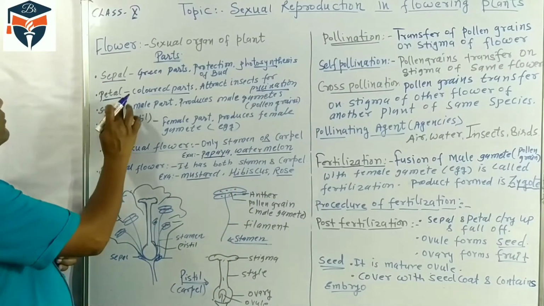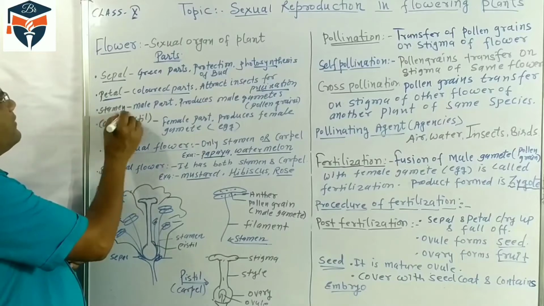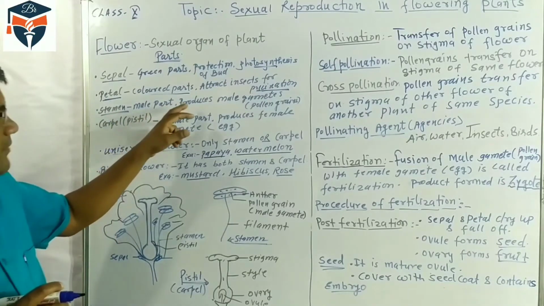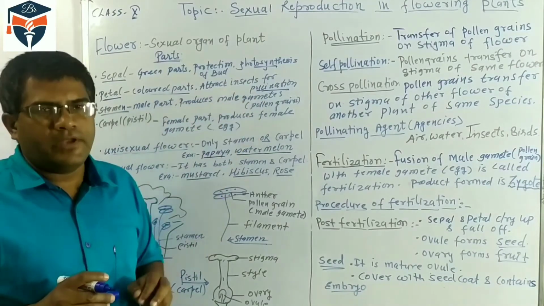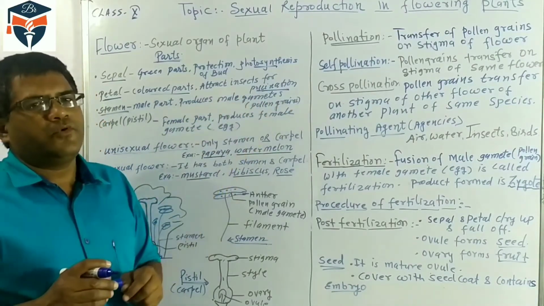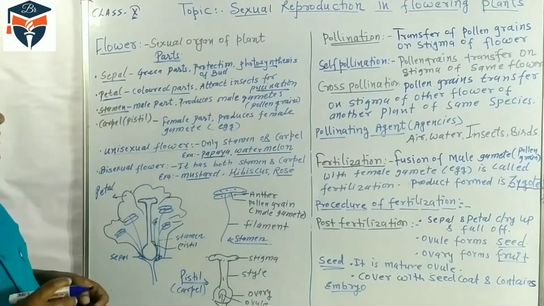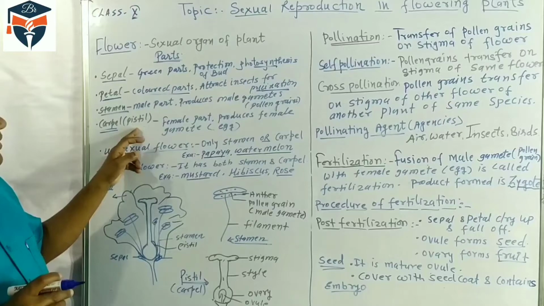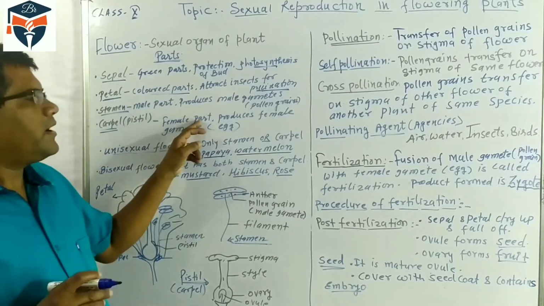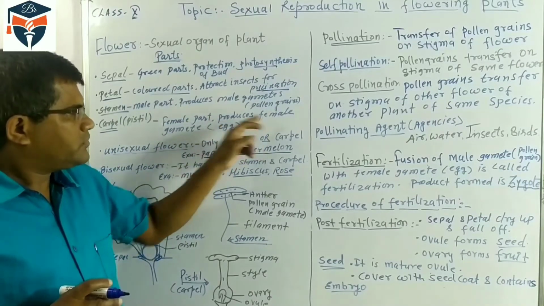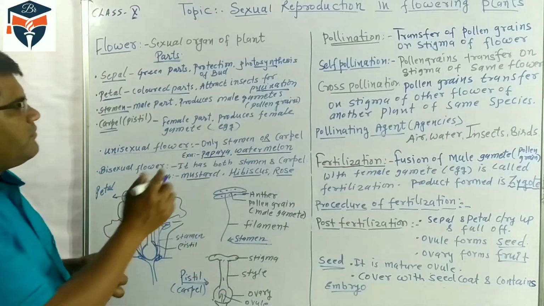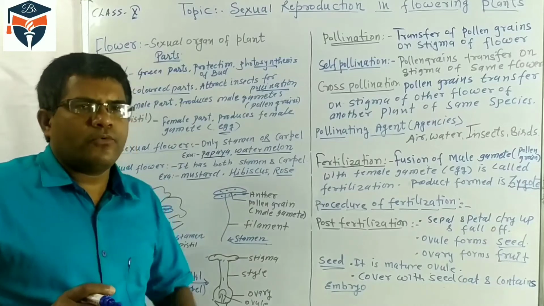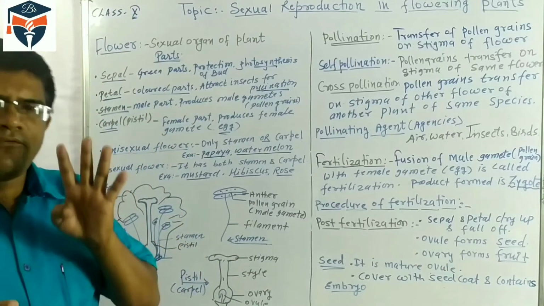And the third part, as I told you, is the stamen, which is called the male part of the flower, and it produces the male gamete. Pollen grains are produced in the stamen. And the fourth part, as I told you, is the pistil or carpel, which is called the female part of the flower, and it produces the female gamete, which is called the egg. So there are four important parts in a flower.